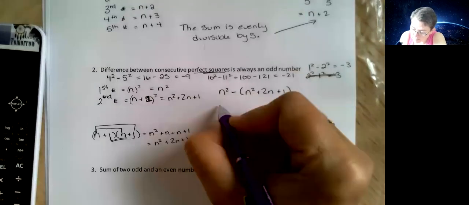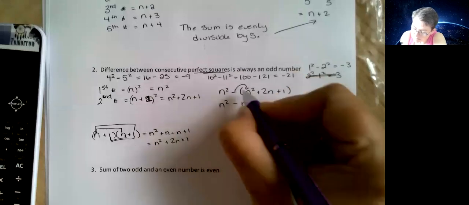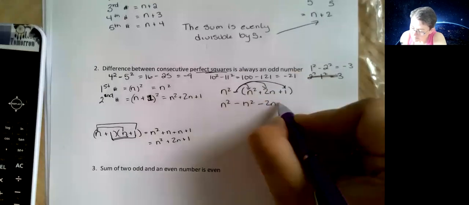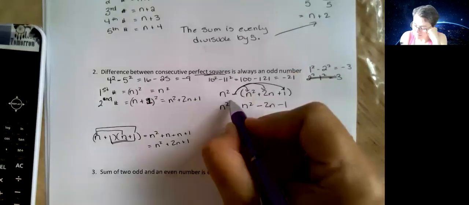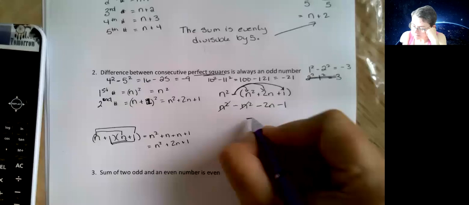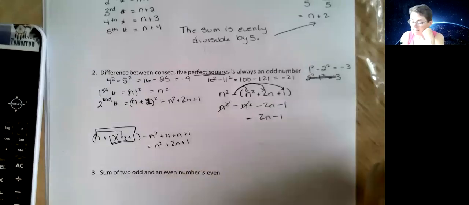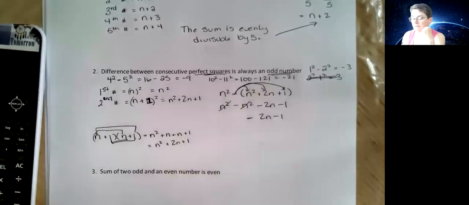So we have n squared. Now I'm going to distribute this through: minus n squared, minus 2n, minus 1. Now n squared and n squared disappear. So I got minus 2n minus 1. That is as simple as I can get. Now I need to do the proof part that shows it's an odd number.